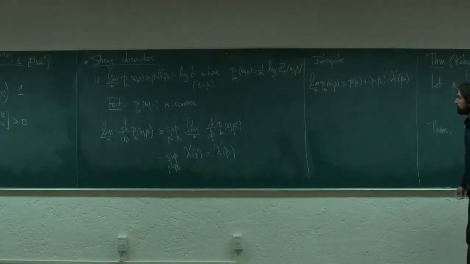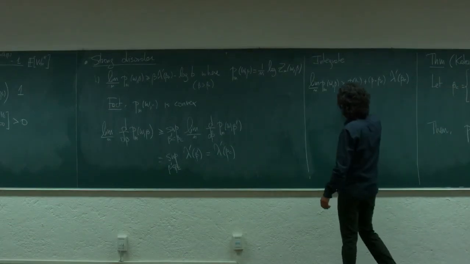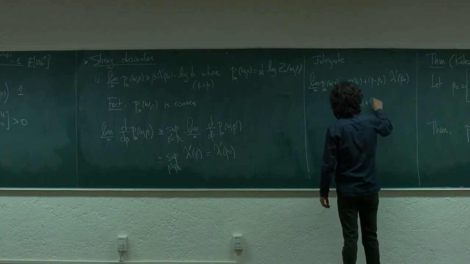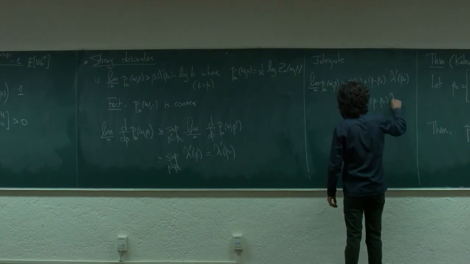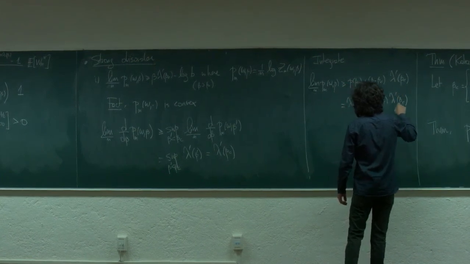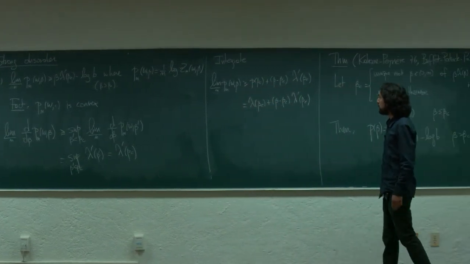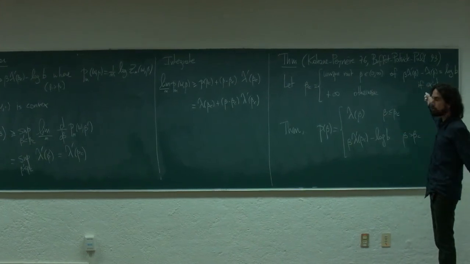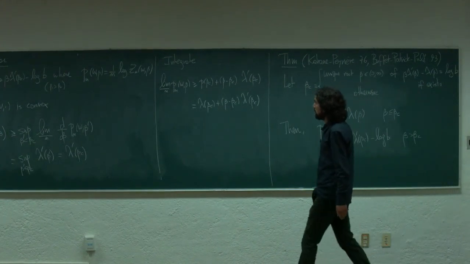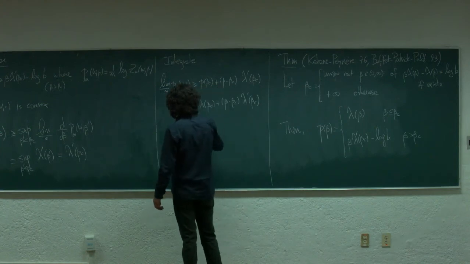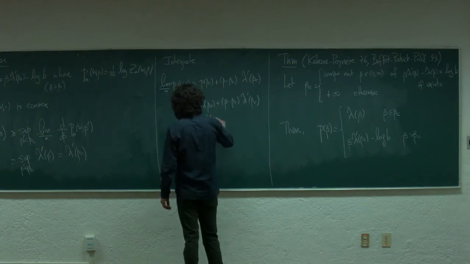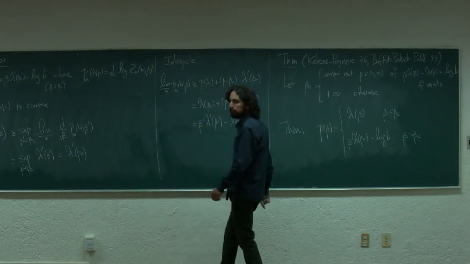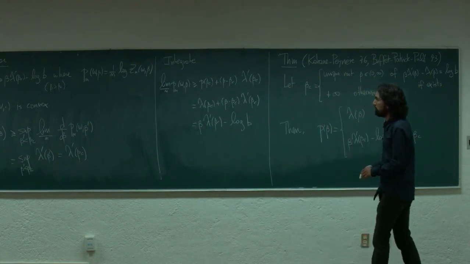Okay. Now this P of beta critical, you know exactly what it is. It's just lambda of beta critical. And by definition of beta critical, this is exactly beta lambda prime of beta critical minus log b. So that gives you the lower bound.